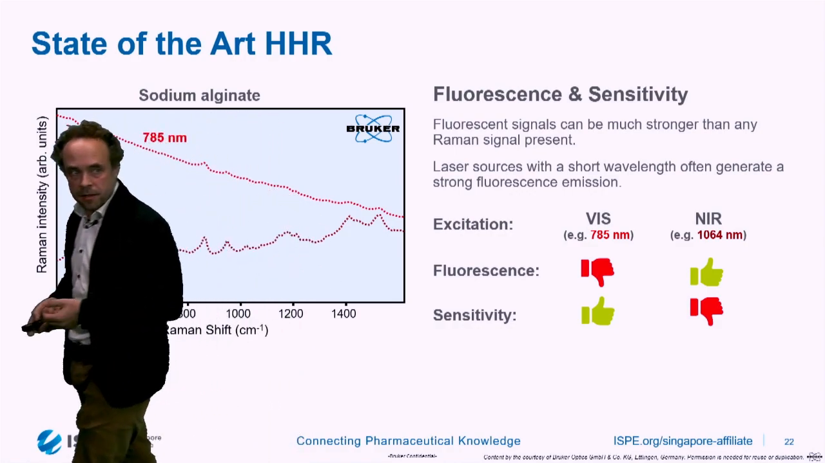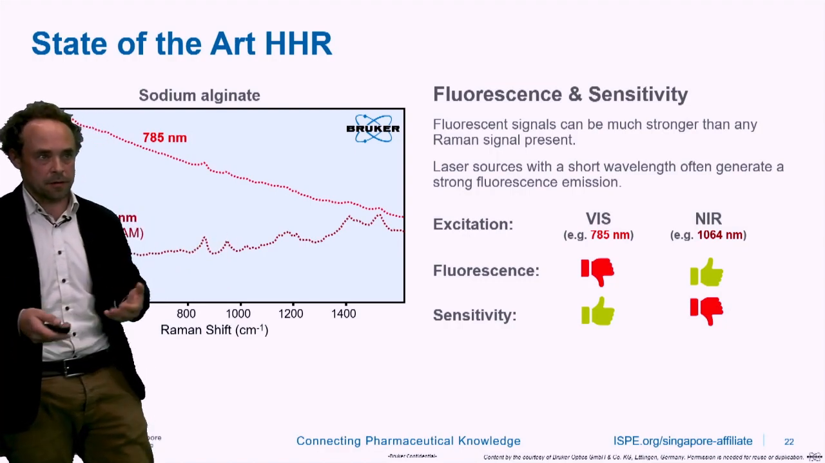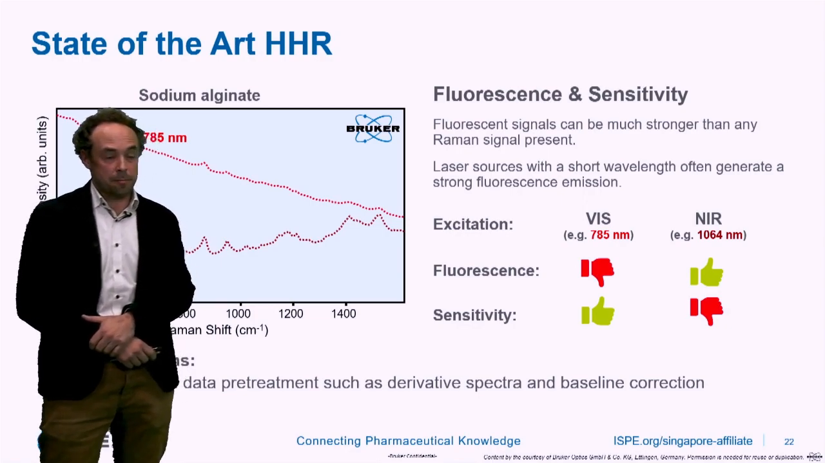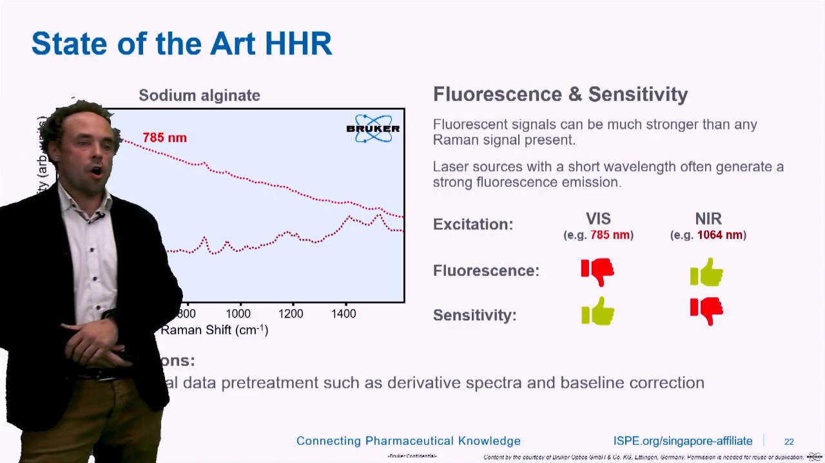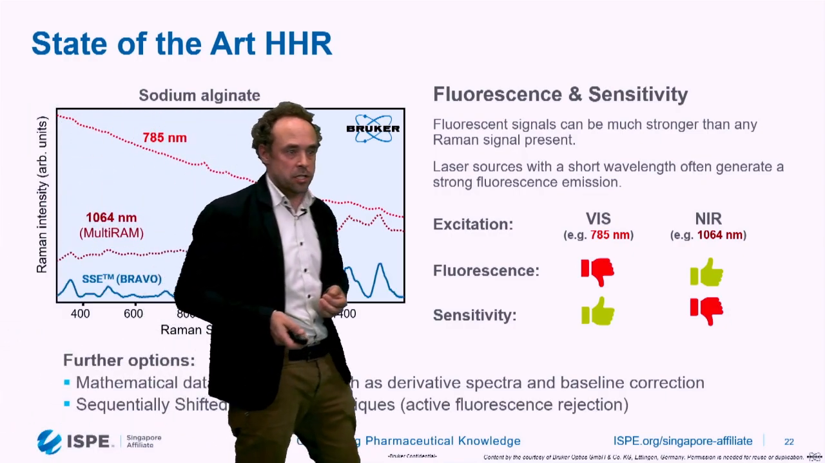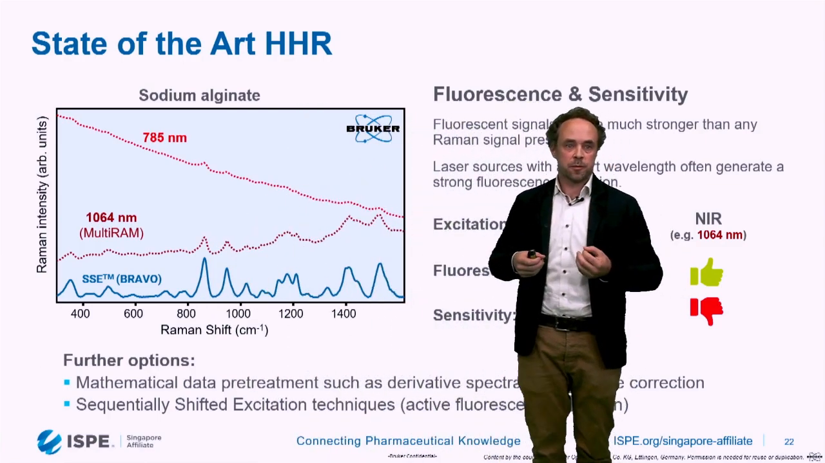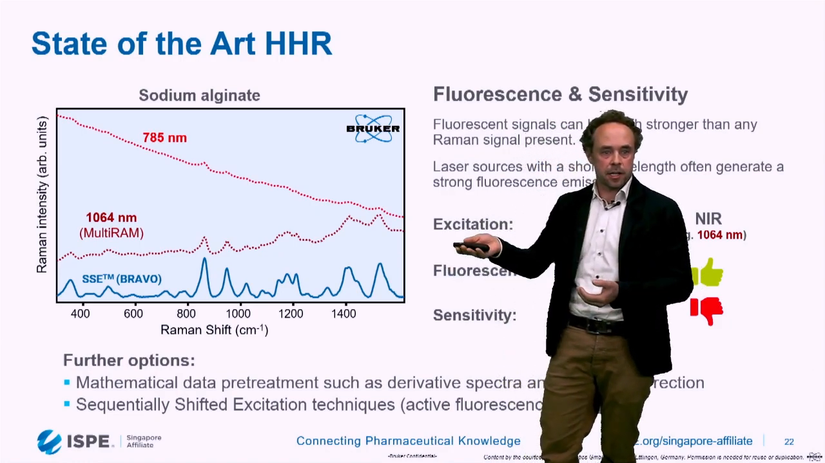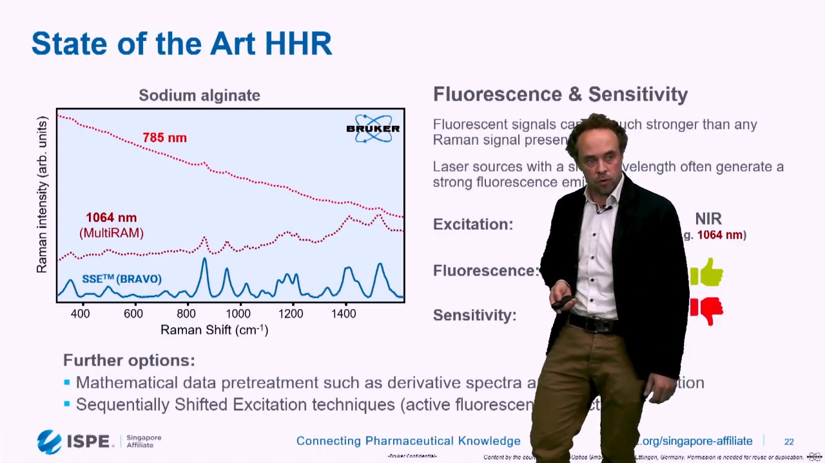So of course, if we want to work with visible excitation, there are different possibilities to address fluorescence. For example, there are mathematical data pretreatments possible, like taking derivative spectra or doing a baseline correction. But there are also techniques like sequentially shifted excitation, where we extract the Raman signal out of a fluorescence background and get such nice results, as you can see here with the handheld Raman spectrometer Bravo.